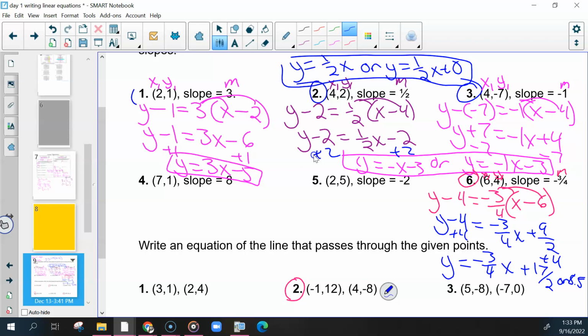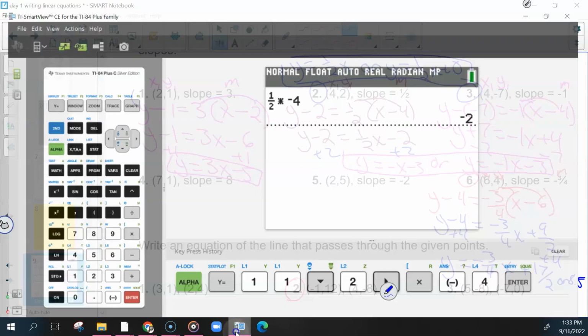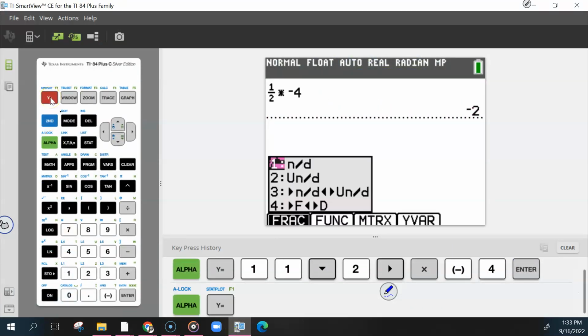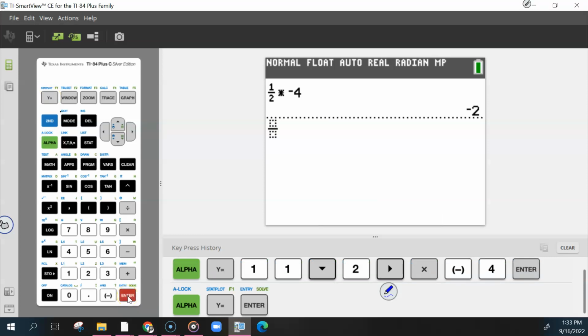To multiply? Yeah. Alpha y equals, 1 or enter, put in your fraction, come outside of it, and then do the rest of what you need.